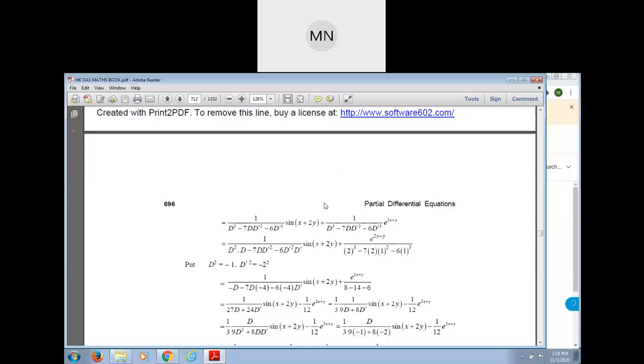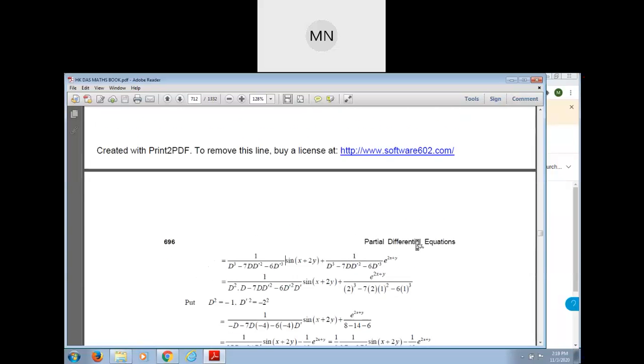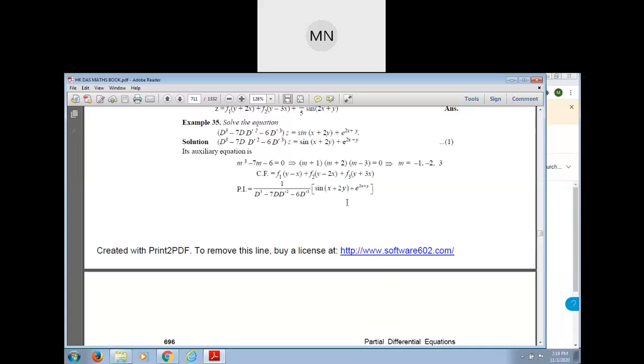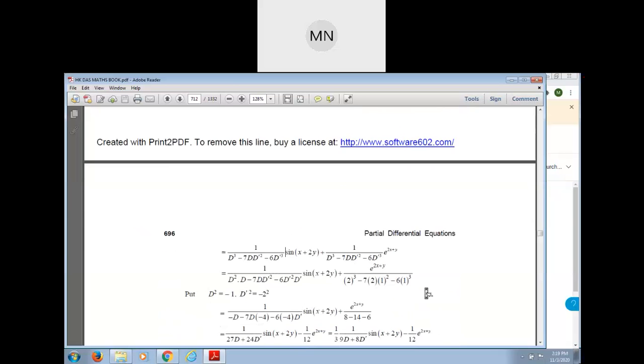Ma'am, can you zoom it a little more? Yes. This one is nothing else. It is 1 by f of D comma D dash into sine of x plus twice y. And in the next one, this one is the same as 1 by f of D comma D dash into e power twice x plus y. We just separate these two functions. Okay, is it clear? Yes, ma'am.